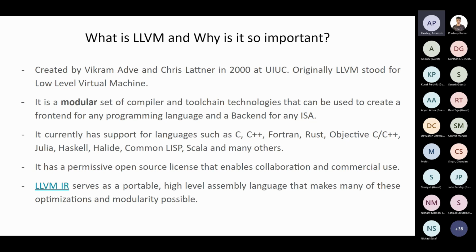It has support for C++, Fortran, Rust, Objective-C, Julia, Haskell, Halide, Scala, Golang, and many others. So LLVM has a lot of front ends. This is only possible because of a middle end, and that's known as LLVM IR. This LLVM IR acts like a layer between you and the computer. It's sort of like a high-level assembly language that can make many of these optimizations and modularity possible.